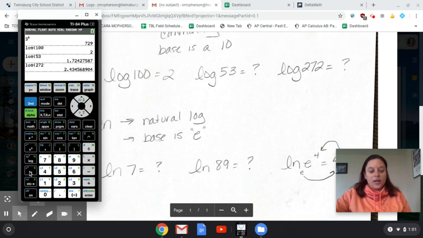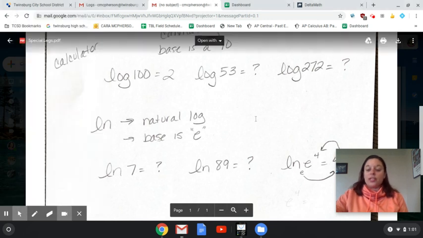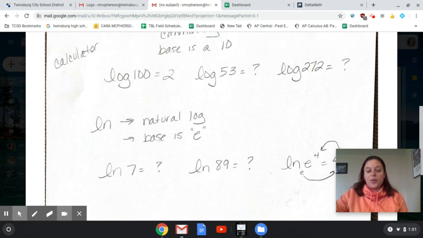Now, the nice thing about natural log is it has its own button. So if I want to know the natural log of 7, you just type in the ln and then the 7, and again, you get a lot of decimal answers with these because e is a number that goes on forever. If I want to know the natural log of 89, I would just type in ln 89 and get my answer.